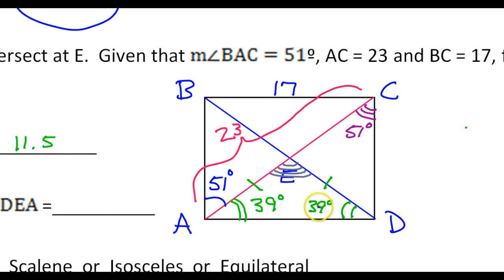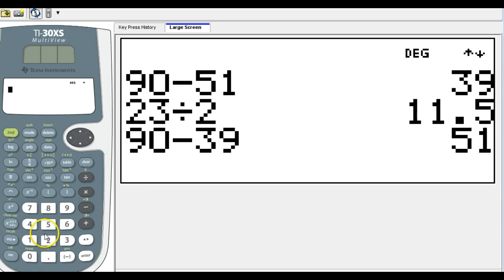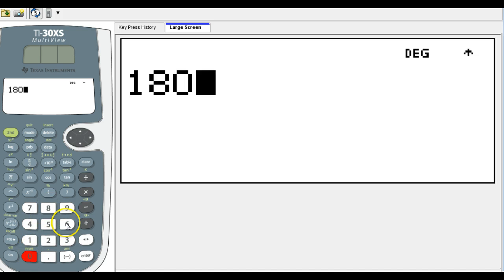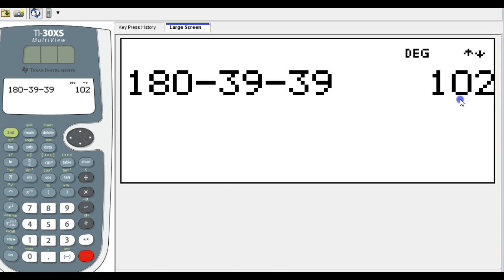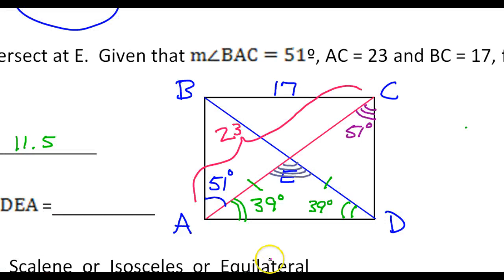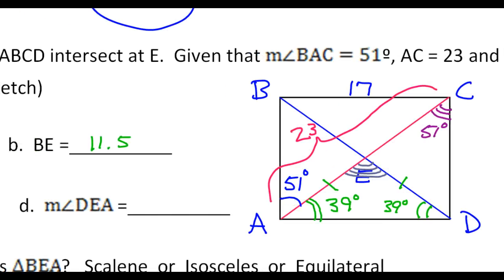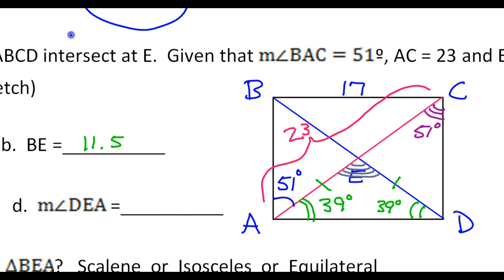Alright, because these are isosceles triangles. So we have 2 out of 3 angles in a triangle. If we want to find the third, we will subtract from 180. So we can do 180 degrees minus 39 minus 39. Okay, so 180 minus 39 minus 39. So that's going to be 102 for angle E. Well, DEA.